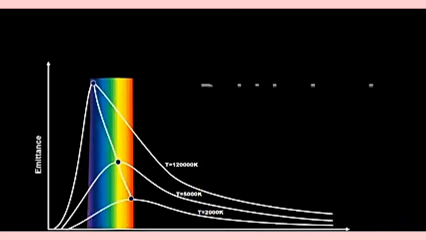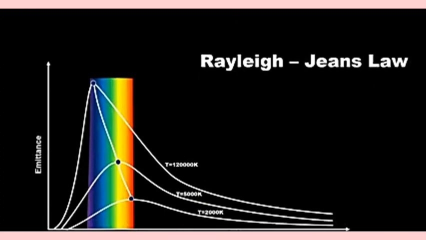With the help of classical mechanics, Rayleigh and Jeans also tried to explain the black body radiation curve, but this law also failed.